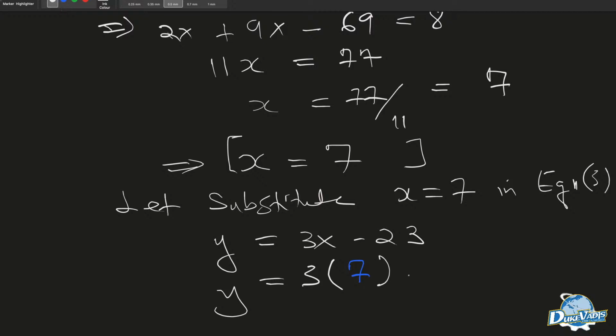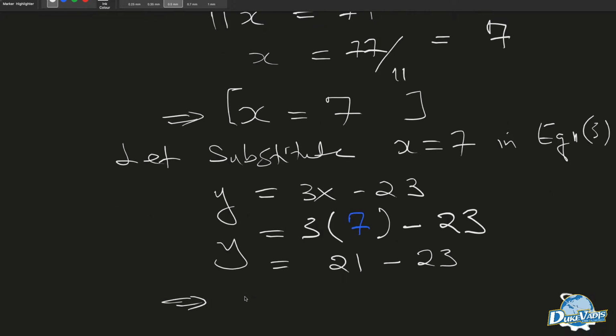Then all into bracket minus 23. Okay, this gives us 21 minus 23, so this implies that our y is equal to -2. So we see comparatively that the answer we got for the method of substitution is the same as the one we got for elimination. Yeah, so let's have a look.